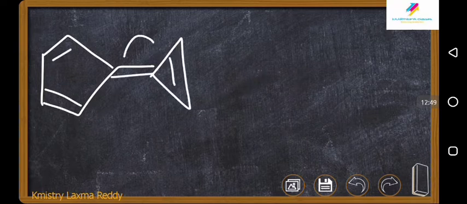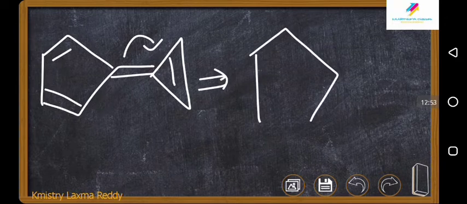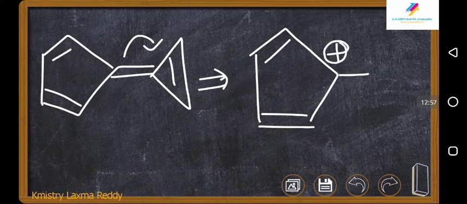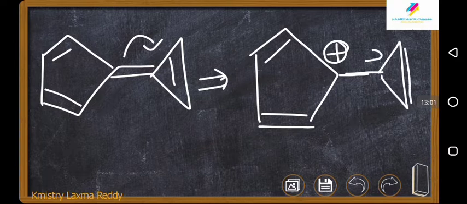This is the structure. It is shifting this side. So how will it be? 1, 2, 3. These are the double bonds. This will become plus charge now. This will be minus charge.